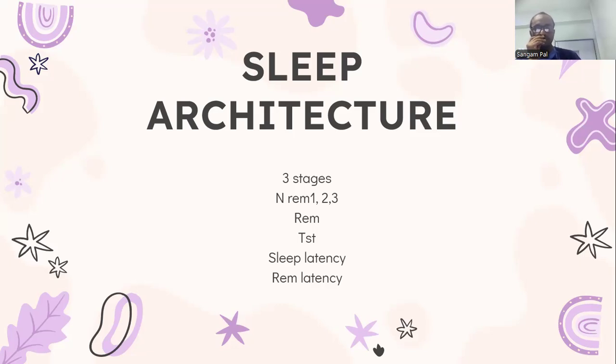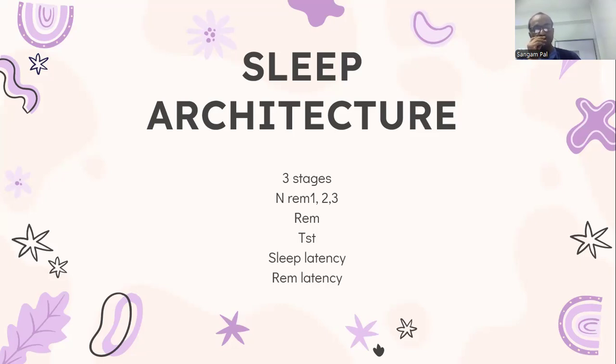Once you have slept, first we go to stage one of non-REM sleep, and after that stage two and stage three. We can find in which stage the individual is by EEG. In stage one, there will be alpha waves. In stage two, there will be beta waves and K spindle. And in stage three, which is deep sleep, there are theta waves.